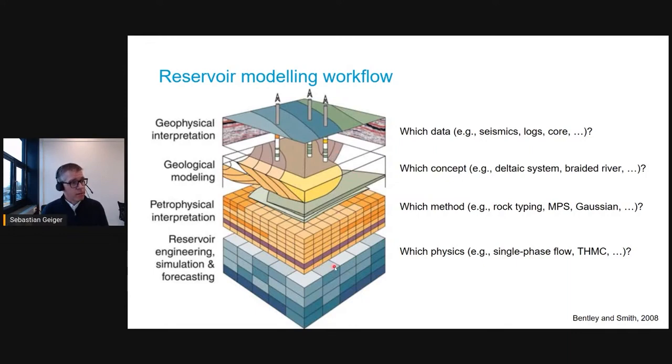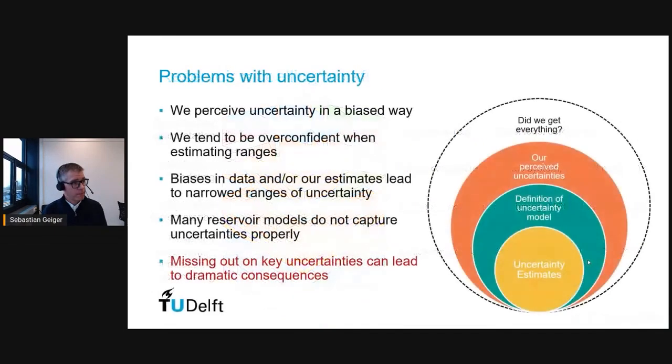Ultimately, in reservoir engineering, simulation, and forecasting, which physics do we need to consider? Are we dealing with single phase flow because we look at a natural gas reservoir? Do we have some very complex thermal, hydraulic, mechanical, chemical processes? If you think about enhanced oil recovery, low salinity water flooding, natural water alternating gas injection, how do we deal with three-phase relative permeabilities, with changes in wettability? Which physics are important? How do we capture them properly in our reservoir model? All these are uncertainties that we need to be aware of in our reservoir modeling workflows.